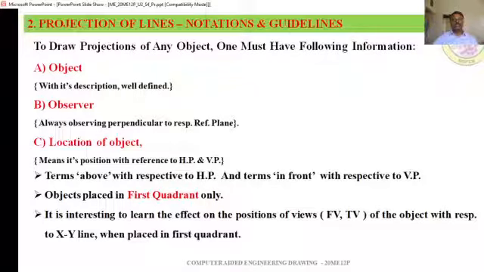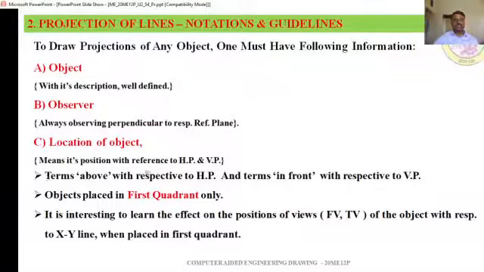Projection of lines, its notations and guidelines. To draw projections of any object, one must have the following information. First, the object with its description well defined, where it is to be placed. Usually in this chapter, the object is kept in first angle projection only. An observer is always observing perpendicular to the respective reference plane.